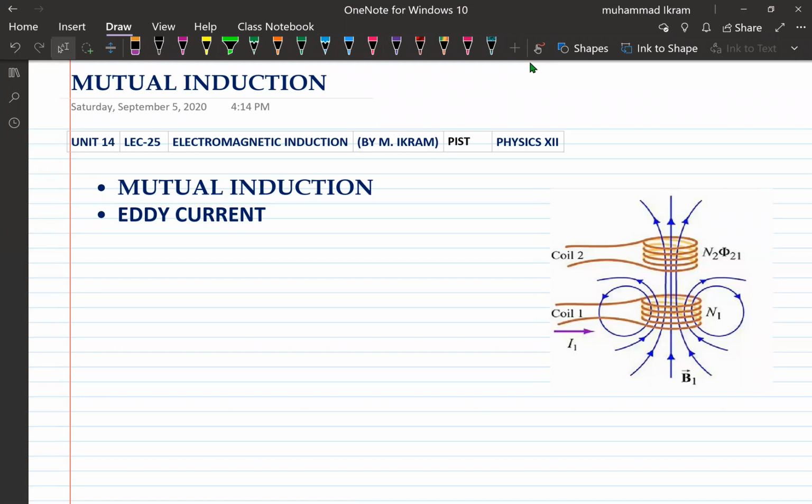The first topic is the AC current. Oh, sorry, the mutual induction. Mutual induction. Now, what is mutual induction?